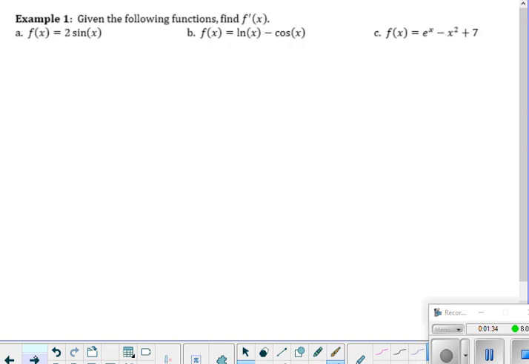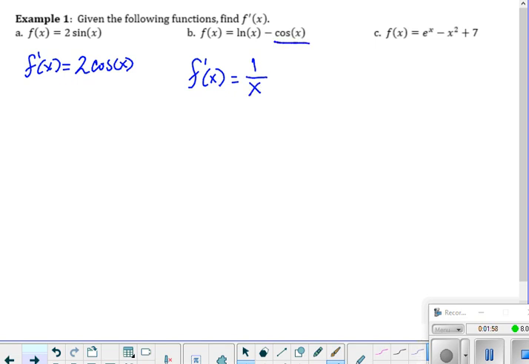Example 1, given the following functions, find f prime. So you can look up above because you have them. What is the derivative of sine? You are correct, it's cosine of x. Just look it up on your chart. B, what is the derivative of natural log of x? Well, according to the chart, it was 1 over x.